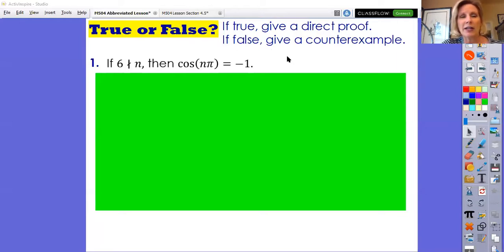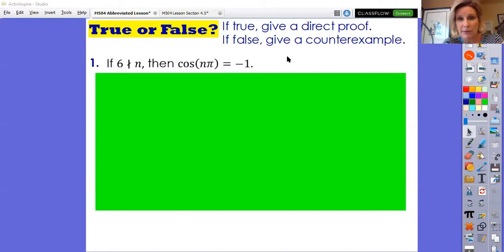If 6 does not divide n, then cosine of n pi equals -1. Okay. You can use any integer you want to for n. Remember, what you're dividing into can be 0, positive, or negative. I think a lot of people would do better if you think about n being positive. So why don't we say 6 doesn't go into 7, so if n is 7 in this case, would cosine of 7 pi equal -1? Yes, it does.